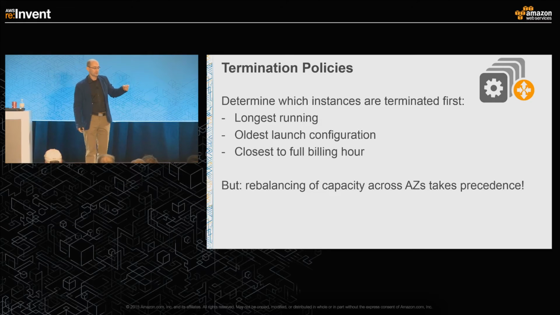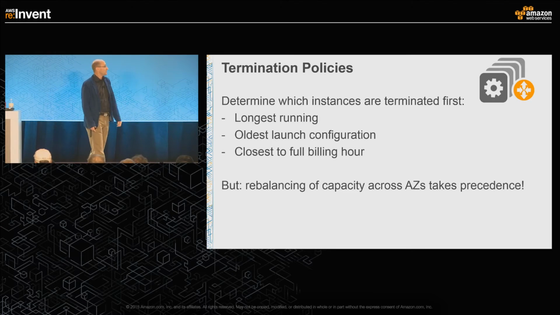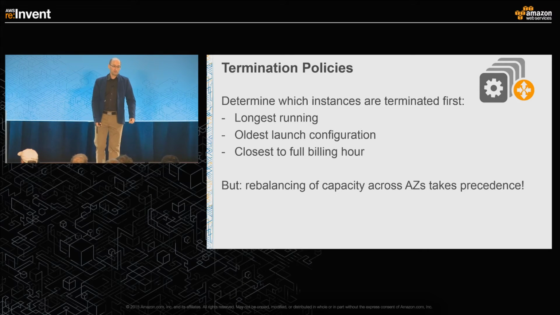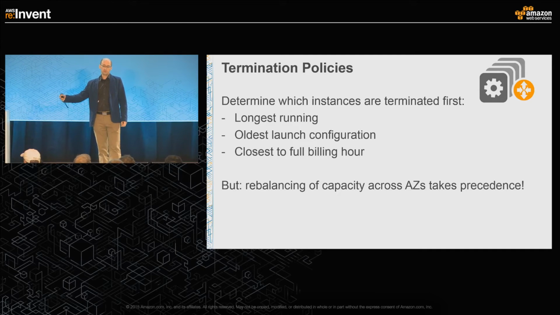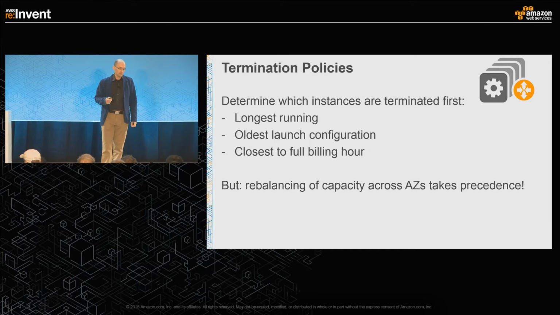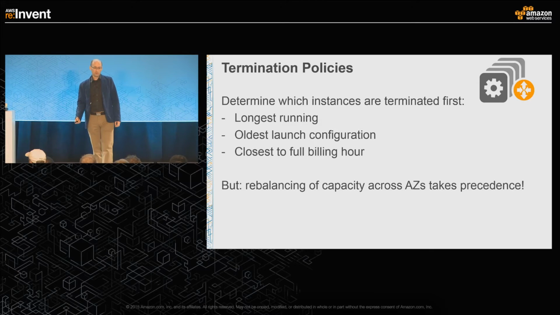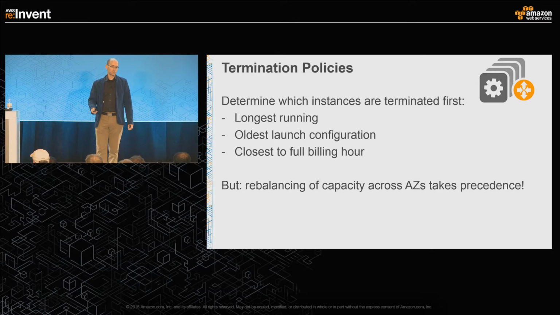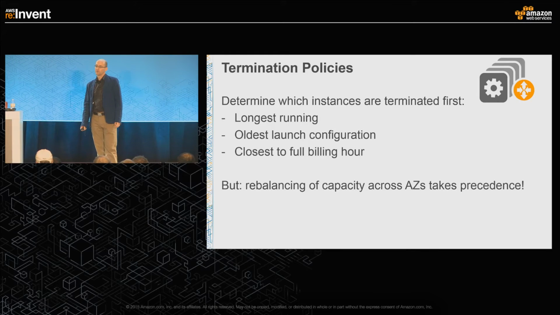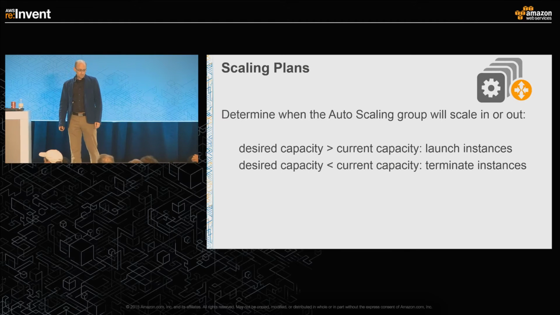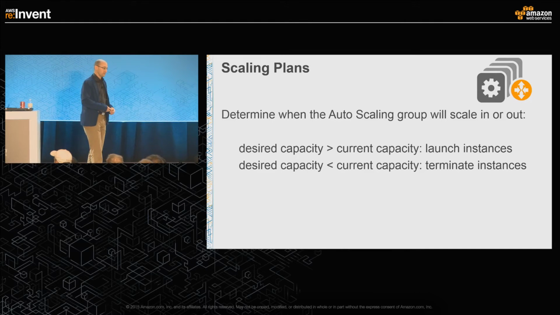And if you want to make sure that that process is smooth, you can choose the oldest launch configuration policy. That will always get rid of the oldest instances first and replace them with a brand new one using the latest configuration. The third option is useful for cost control. It will terminate those machines first that are closest to the full billing hour. So basically the machine you got the most money and the most value out of, and leave the others running, right?